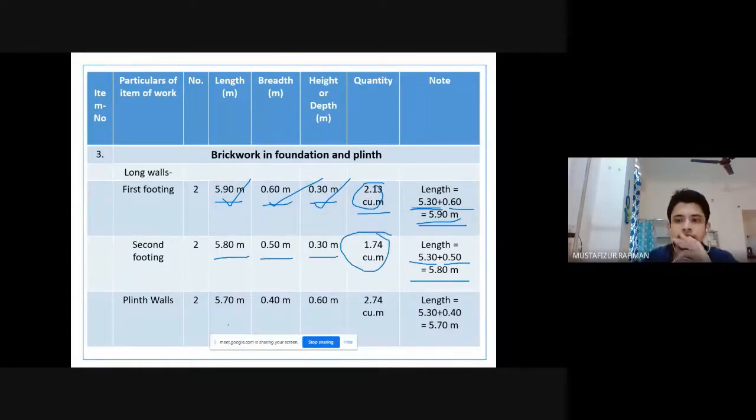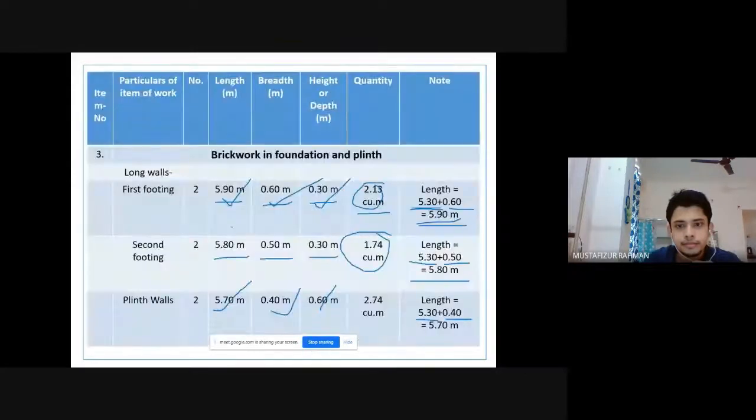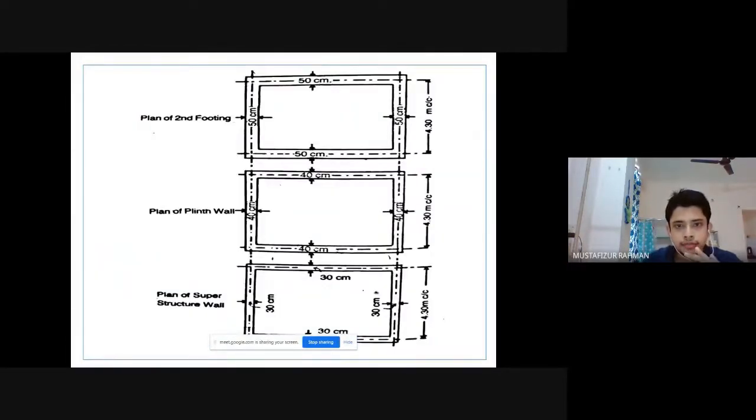Then again, in the plinth wall, same thing. 5.3 is the length, addition of 0.4 meter, that is the thickness. Then height. Height again we have to get from this diagram. This is given as 60 centimeter. This is the plinth wall. Then we will get the volume of work. Okay. Then this was in the longer direction. Now we will have to go to the shorter direction.